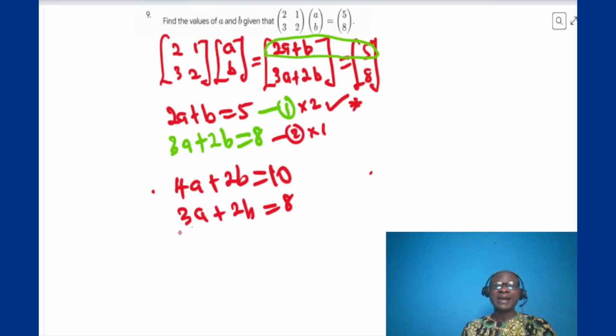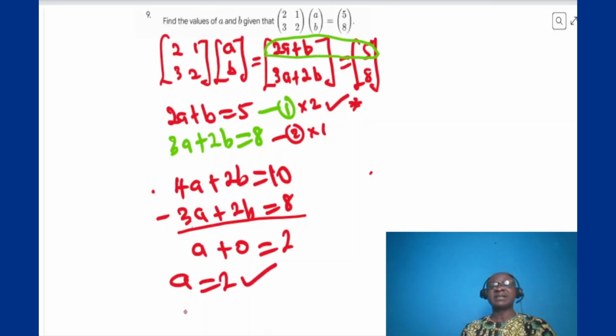Now, we can subtract. Are you following me? Yes, sir. So subtracting 4A minus 3A will give me A. 2B minus 2B will give me 0. 10 minus 8 will give me 2. So can't you see that I have found the value of A to be equal to 2? First answer. Yes, sir. You can now put it inside equation 2 or equation 1 if you like and get the second one.